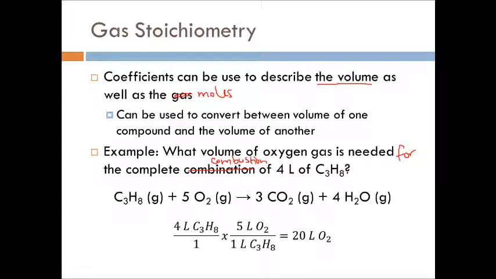They give us 4 liters to start with. That goes over 1. That's 4 liters of the C3H8. We look at our balanced equation and see that we have a 1 in front of it, so that's going to go on the bottom for liters again. Then we know that we want oxygen, so that's going to be 5, and that goes here. Then all we do is multiply. 4 times 5 is 20 liters of oxygen.